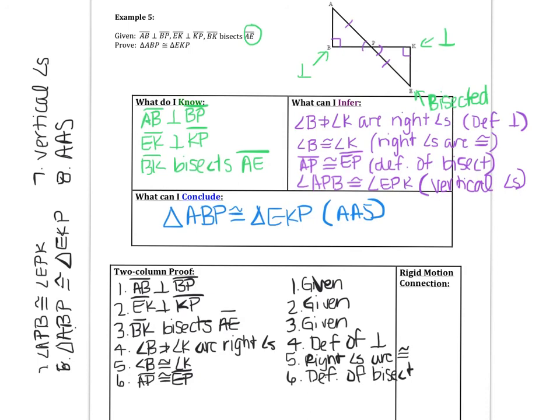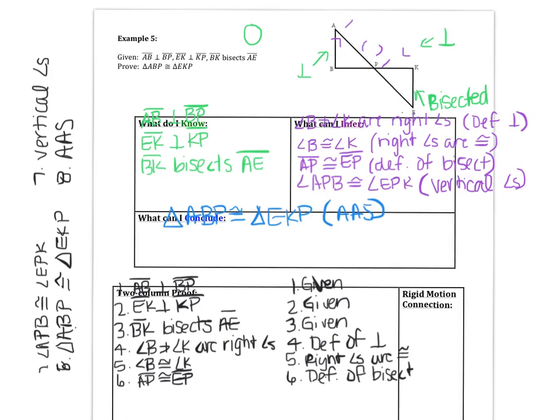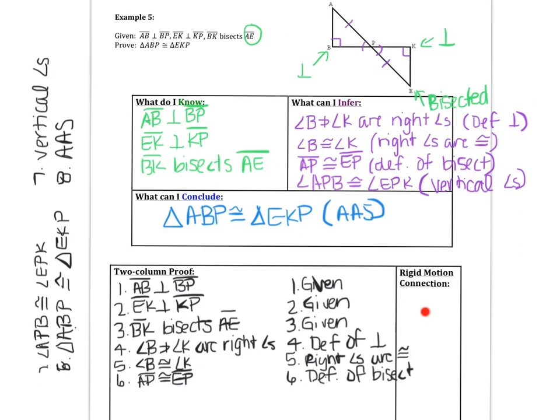If you understood that, that is probably the most difficult proof that we will do in this section. And when I look at this, I see it's a rotation. Because I see that this angle has rotated down here, this angle has rotated over here.